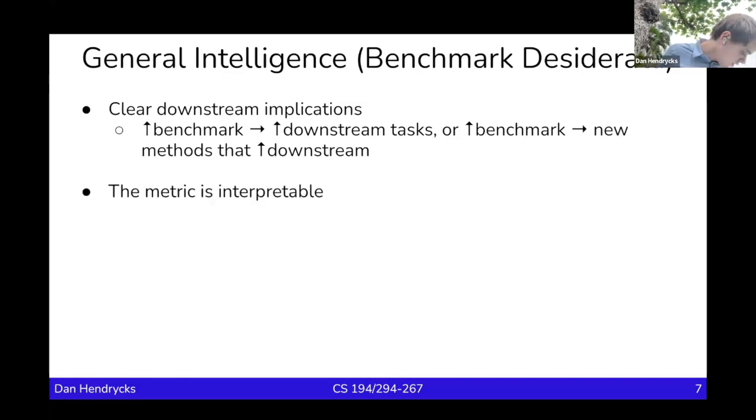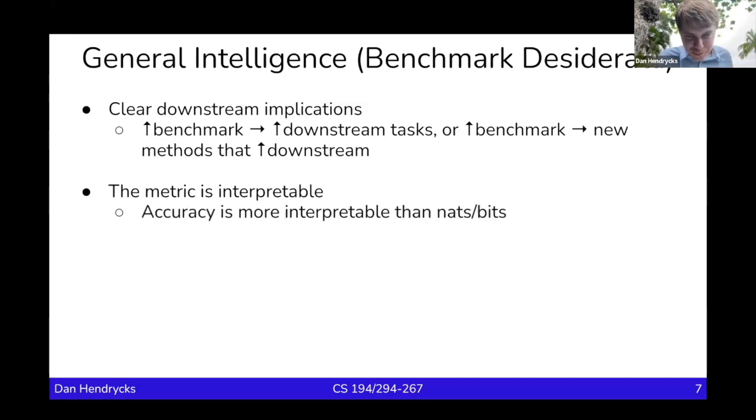Something else that's important is that the metric needs to be interpretable. So if you're doing something like log loss, if you're having things compete on log loss or cross entropy or these other machine learning types of terms, people don't know what that means. The cross entropy was 2.3 and now it's 2.2. Nobody knows what that means.